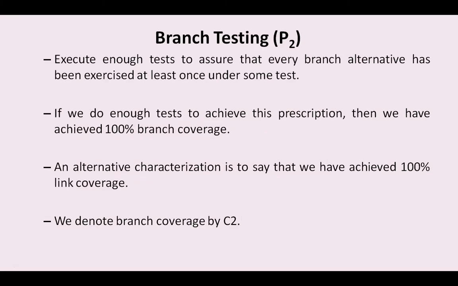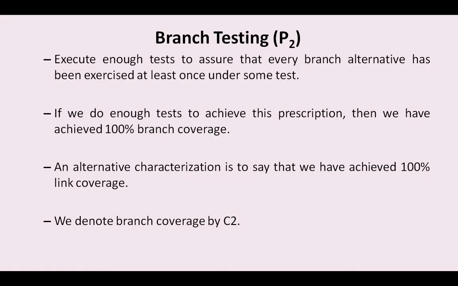Now, branch testing. It is the third kind of testing. You already know the meaning of branching: a decision can have multiple branches. So we have to test either branch according to the input value. We do enough tests so that each and every branch gets executed at least once. So 100% branch coverage is possible.